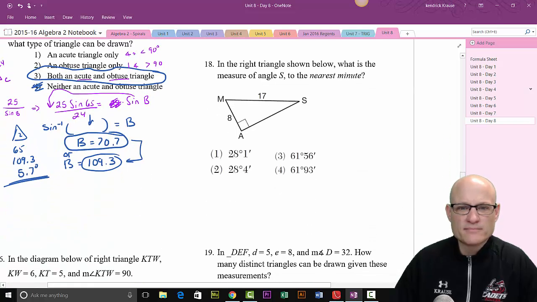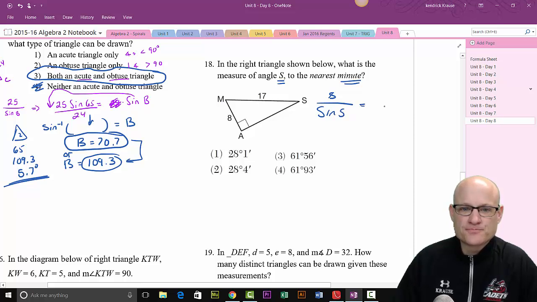So the reason I want to do this is because you got these degrees and seconds and stuff. So we got to figure out what we got to do here. Find the measure of angle S to the nearest minute. So I would do little s over 8 over sine of S is equal to 17 over the sine of 90. Well, sine of 90 is just 1. So that's easy.